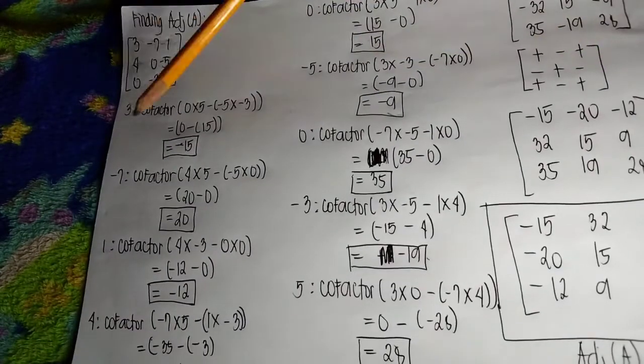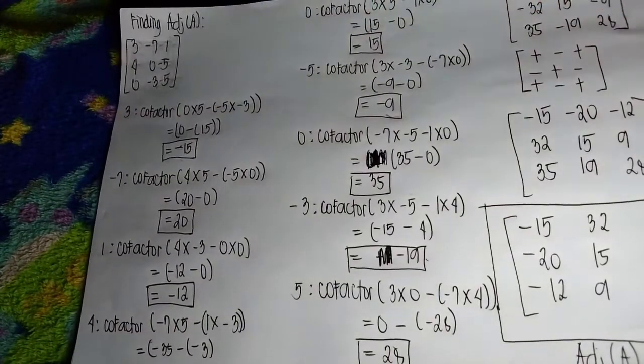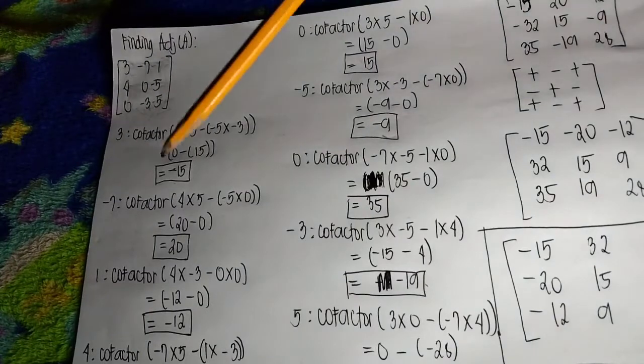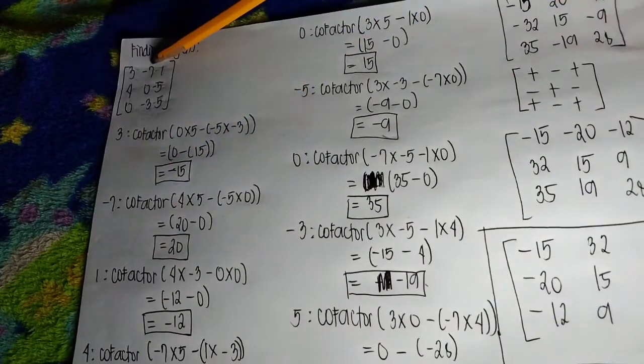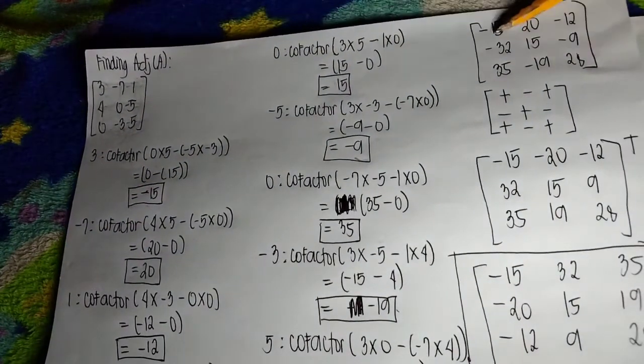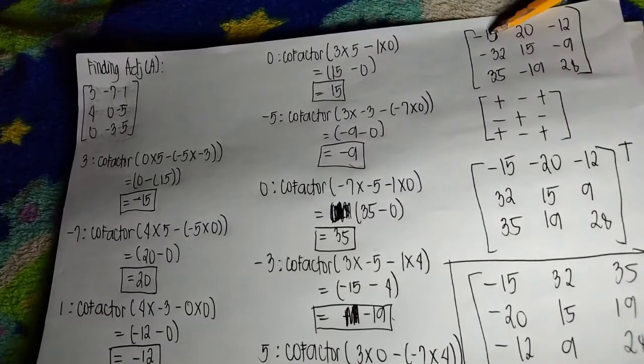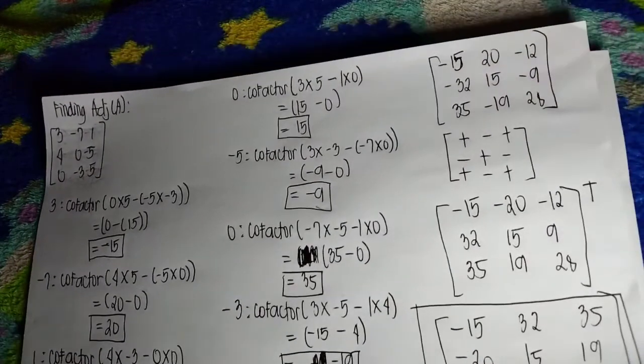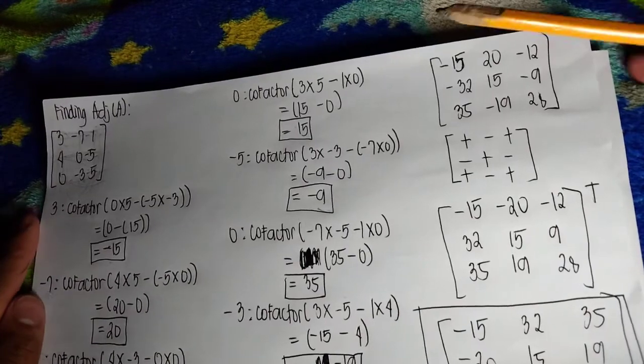Isulat natin yung cofactor sa 3. Negative 15. And sa negative 7 is 20. Yung sa 1 and so on. So, lahat-lahat is ito na yung cofactor pa. Ang cofactor pa lahat yan. Ang answer pa sa cofactor ang isulat mo.